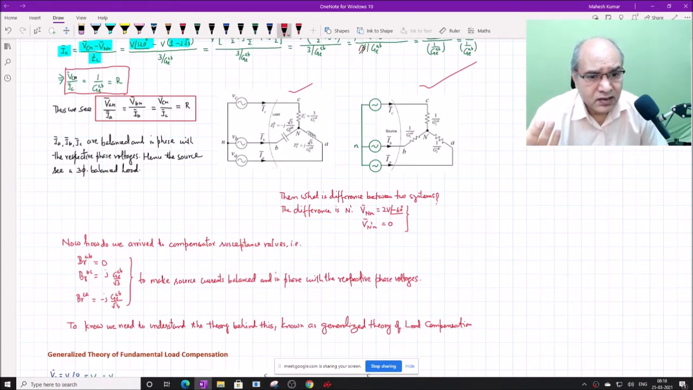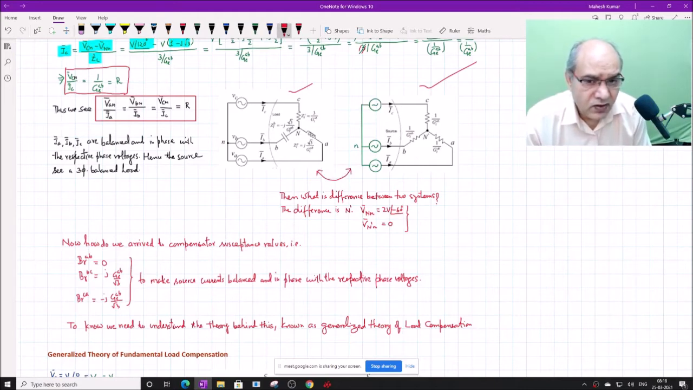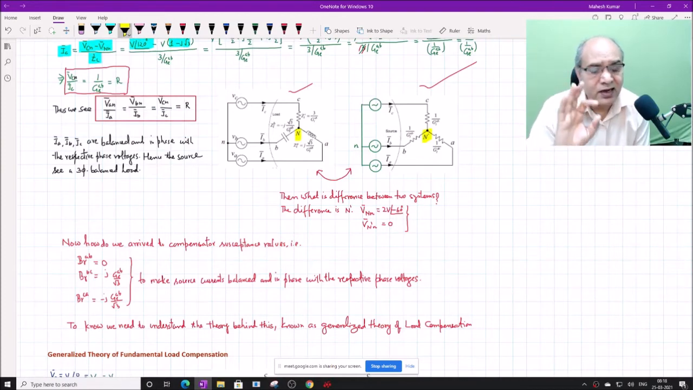If they are the same, then what is this N doing? They cannot be the same. Their characteristics in terms of the elements cannot be the same. So what is the difference between these two circuits? Obviously they are not the same. If you compare one to one, this is capacitance, this is resistance, this is inductance, this is resistance, this is resistance of different value. So the difference is the N dash. If you compare N dash with N, they are not behaving in the same way.